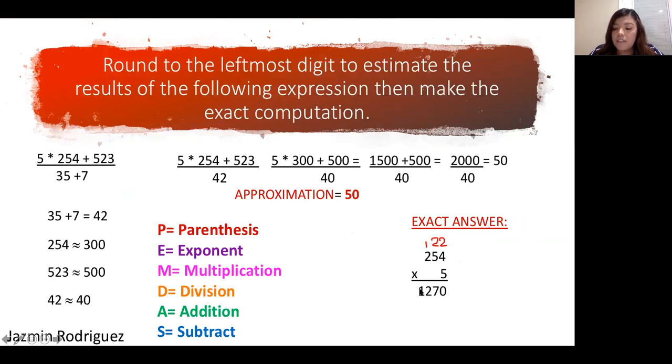And now that we have that, we can go ahead and do our division. So we do 1,270 divided by 40, and we get approximately 31.75. So here we have our approximation, and here we have our exact answer. So we see that we have a difference of about 18 there.